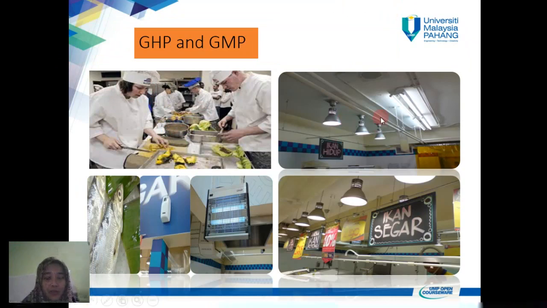Okay, and in this one, they use proper lighting, so make sure there is no dust or insects. And in this one, proper temperature, no insects.